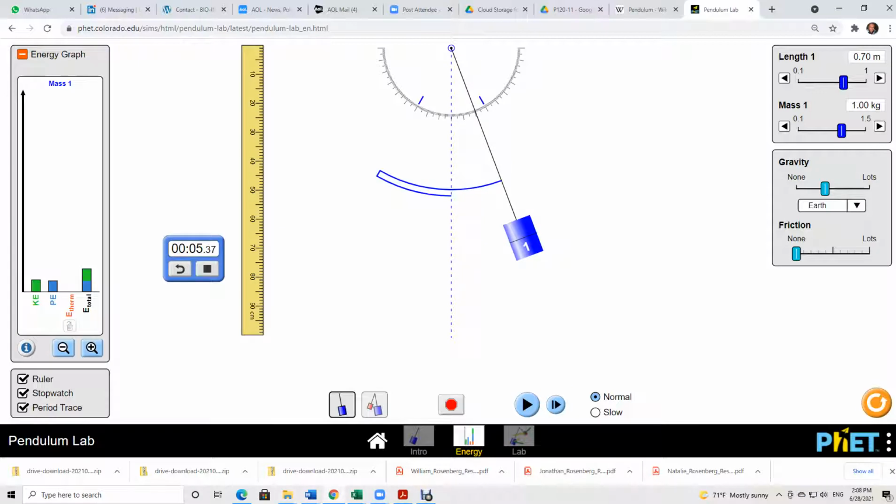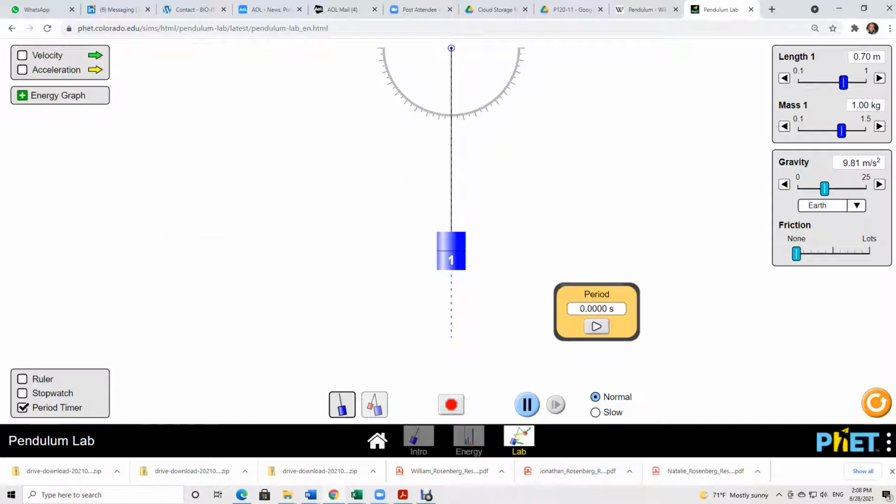When we check the period trace in this simulation, for some reason that period watch, that timepiece, doesn't show up. So it looks like it's a bug in the simulation here, in this middle simulation. You've got to choose this third simulation, the third one in the lab, okay? And now notice what happened. When I click the period timer, this period timer shows up here. You don't need to use the stopwatch. This period timer is very convenient. Let me show you.